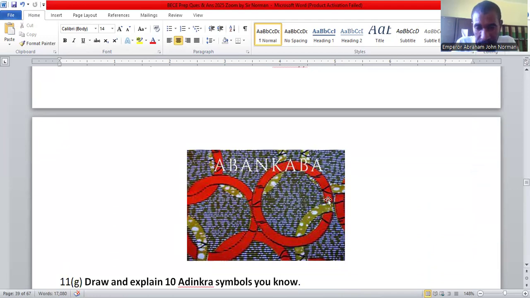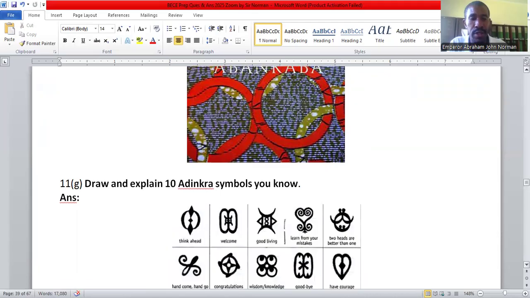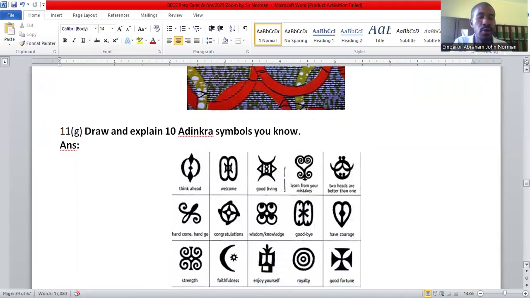Whenever the person sees the fabric, that person will know that everything is not well with you. Maybe the person needs financial assistance, or in other words, the person is either financially handicapped or handicapped somewhere. So this is the kind of cloth that we normally wear to make an appeal to somebody of a higher authority. Now, we also have this question that says, draw and explain 10 Adinkra symbols you know.